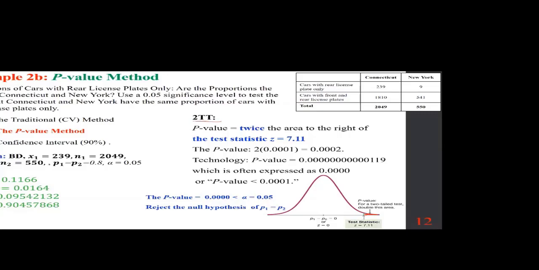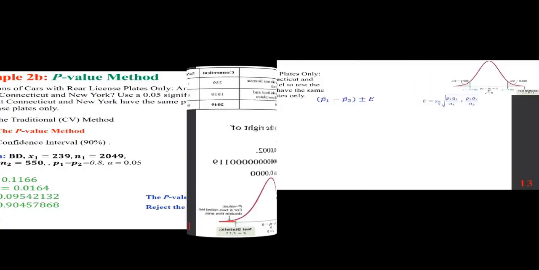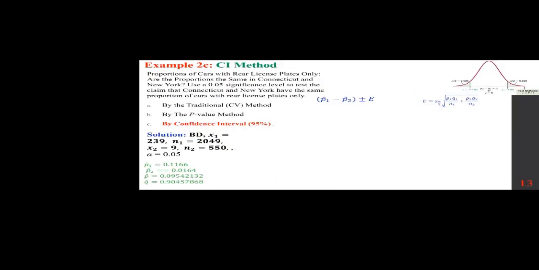We repeat the same writing. So this was the p-value method. Let's go with the confidence interval method. We have the same question. We are looking at the third case, confidence interval. The table was in previous pages.